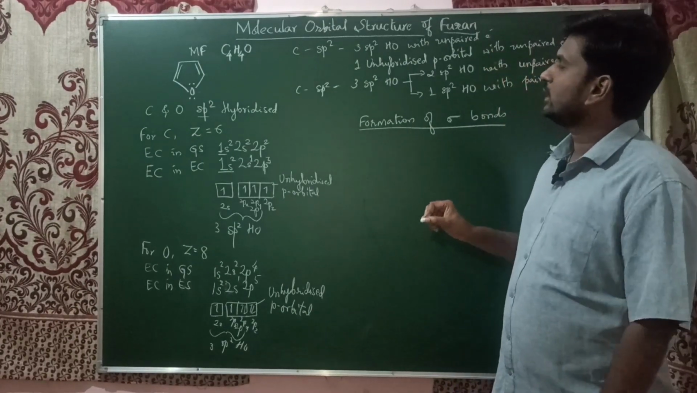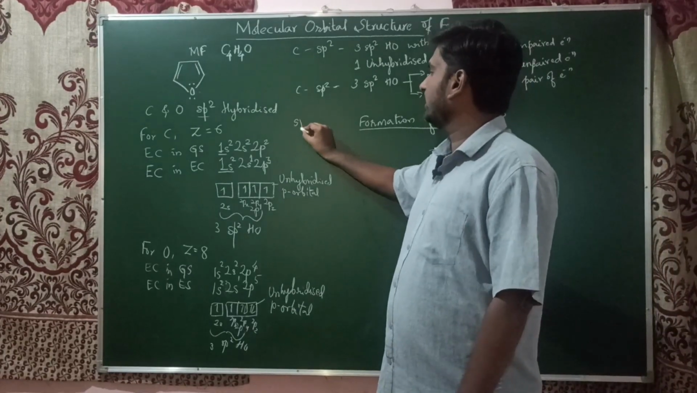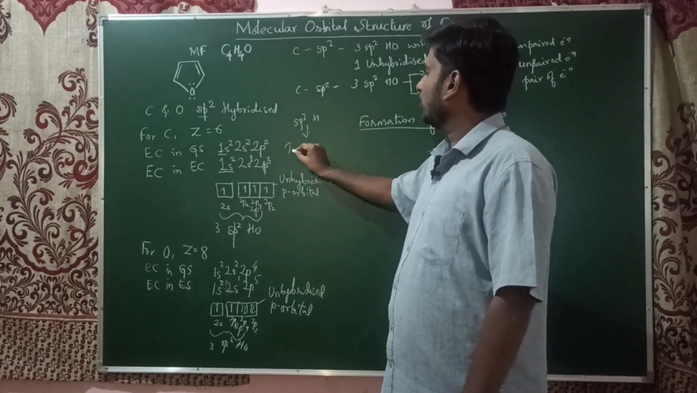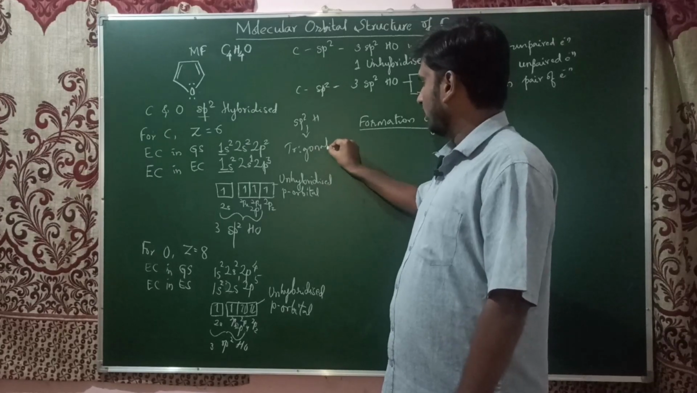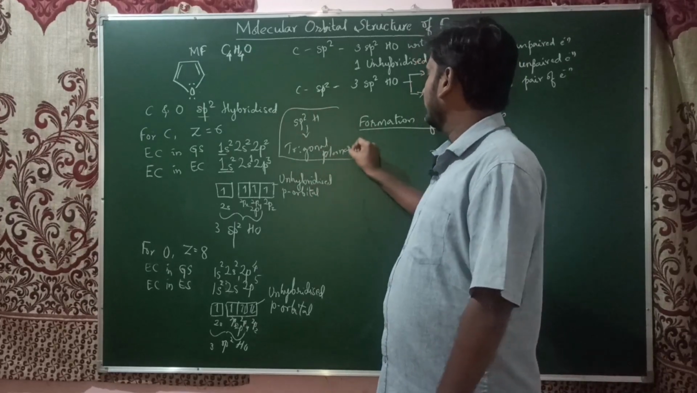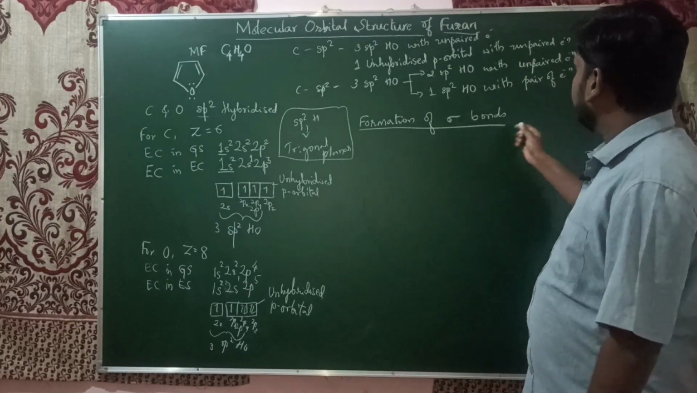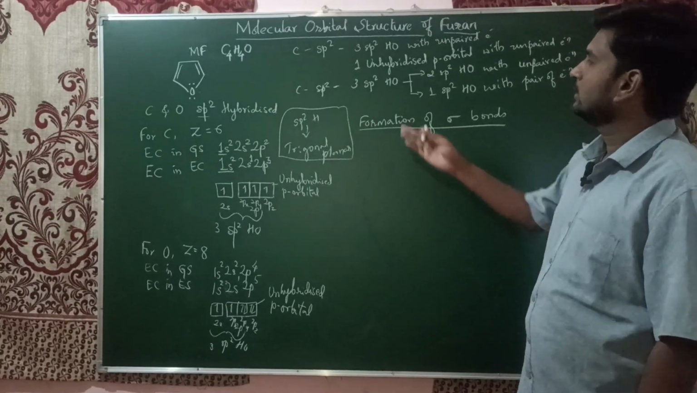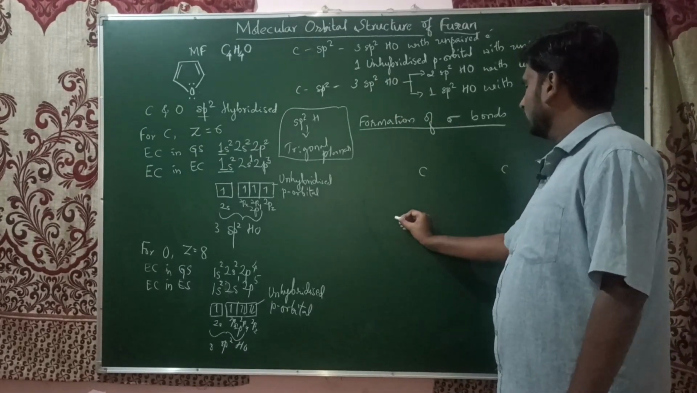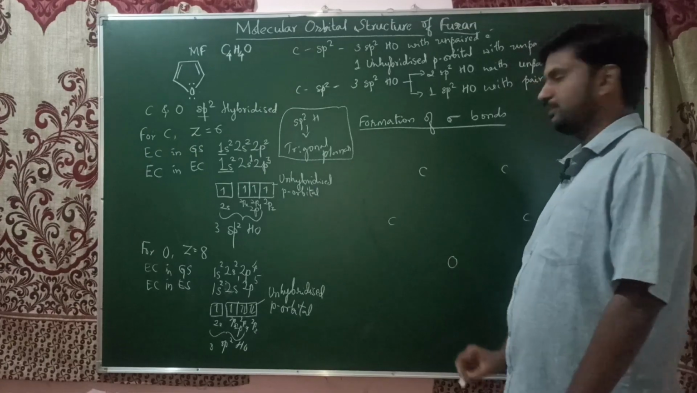As both carbon and oxygen are sp2 hybridized, the geometry will be trigonal planar. You know the geometries from earlier hybridization classes. So now let me write the sigma bond formation. There are 4 carbon atoms: 1st carbon, 2nd carbon, 3rd carbon, 4th carbon, and there is an oxygen atom.